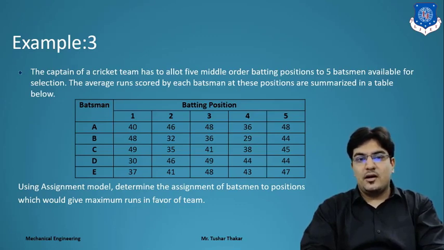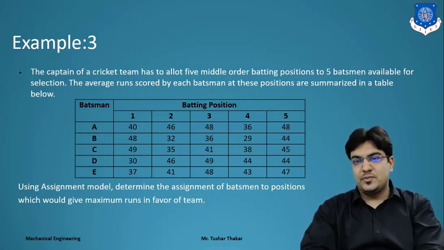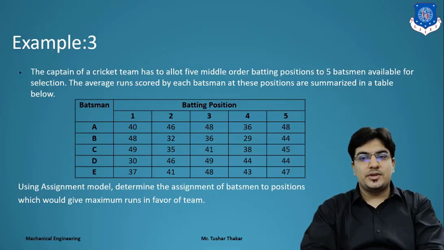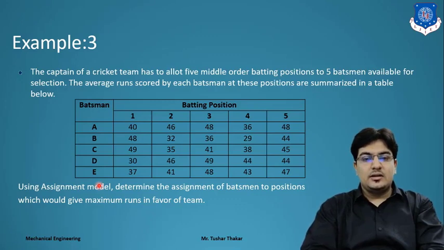A captain of cricket team has to allot 5 middle over batting order positions to the 5 batsmen for selection, and the average runs scored by each batsman at these positions are summarized in a table. So here in the table 5 batsmen are there and 5 positions are there. So using the assignment model we have to determine on which positions we assign a batsman to get maximum runs in favor of the team.